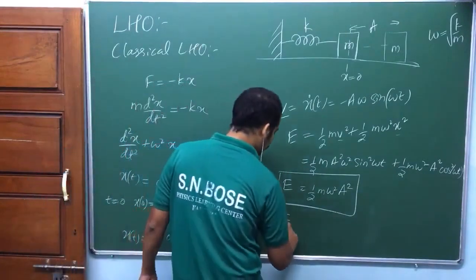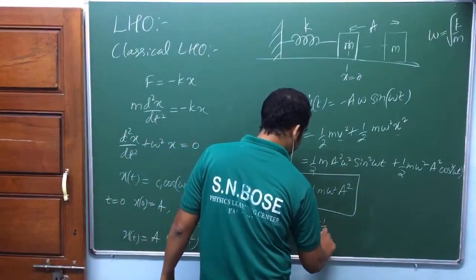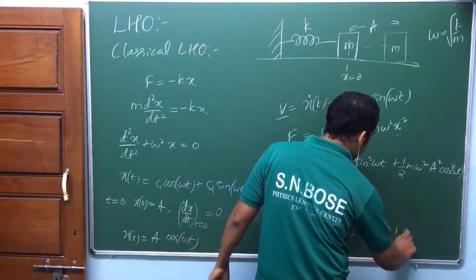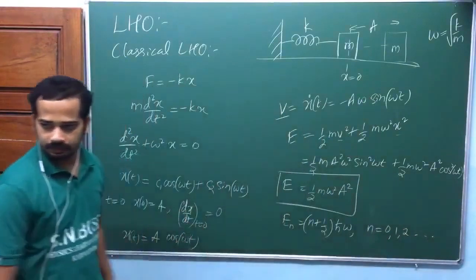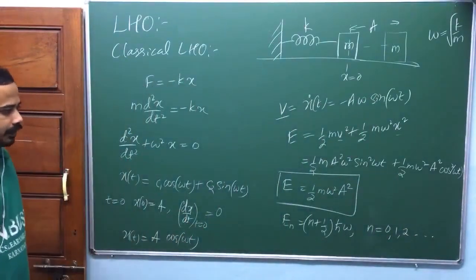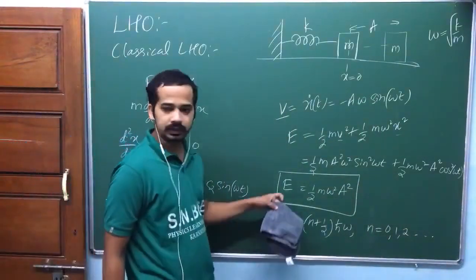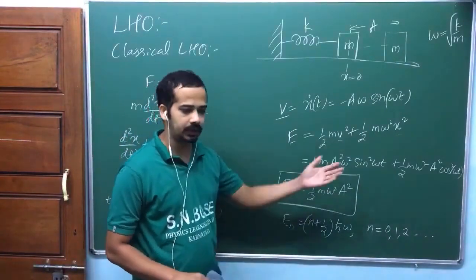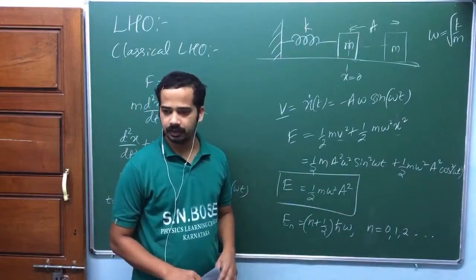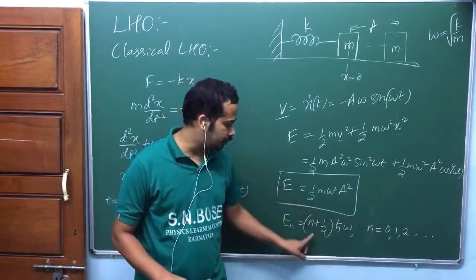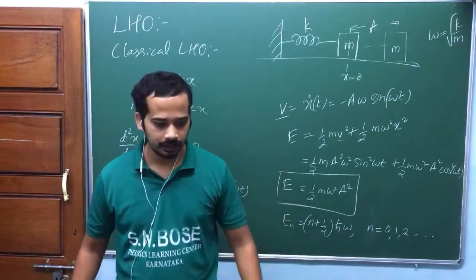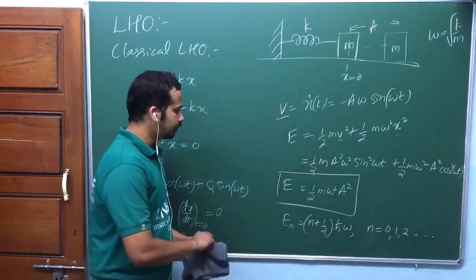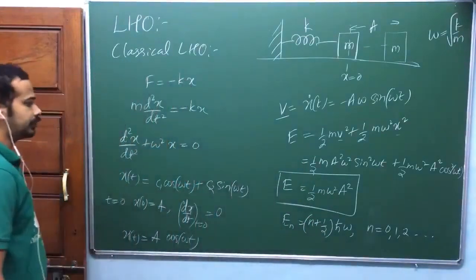Quantum mechanically, what would happen? Energy is n plus half h bar omega, where n is equal to 0, 1, 2 and so on, isn't it? We shall solve that one later. That's the quantum mechanical energy. Classically, you can have continuous energy, and you can have mass at rest. Quantum mechanically, if you put n equal to 0, you get half h bar omega. Yes, the lowest possible energy is not 0. So these are the differences that you need to observe here.